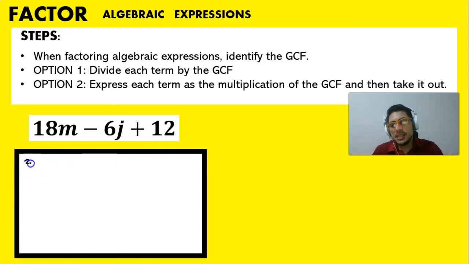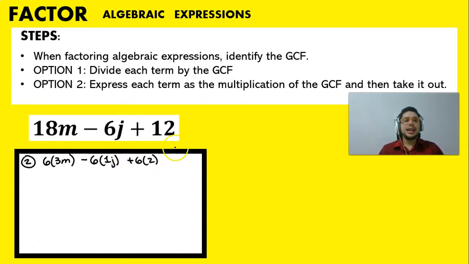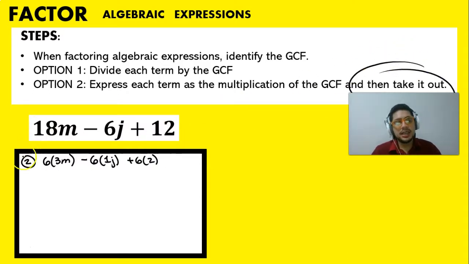The second option is that since we know that the greatest common denominator is 6, we can express each term, 18m, 6j, and 12, as the multiplication of the greatest common denominator. So what two numbers multiplied by 6 give me 18m? So 6 multiplied by 3m, minus 6 multiplied by 1j, and plus 6 multiplied by 2. And I am just going to take out the greatest common denominator. So 6, and then we have 3m, minus 1j, and plus 2. So 6 multiplied by 3m minus 1j plus 2 is the way in which we can express the greatest common factor of this trinomial.